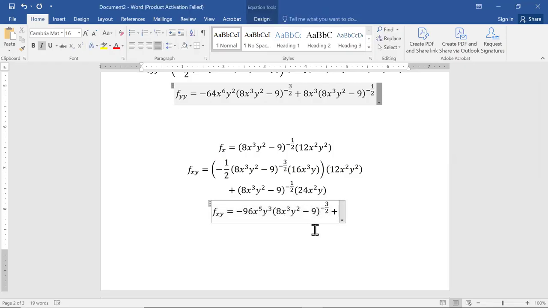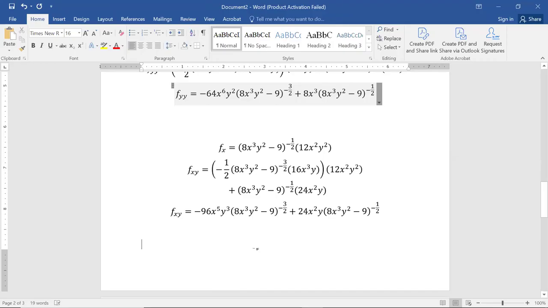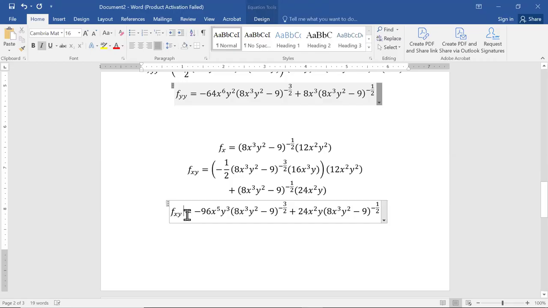Plus the second one is 24x squared y times that thing raised to the negative 1/2 power. So that's the mixed partial f sub xy. And we know that that's also going to be the mixed partial f sub yx as well.